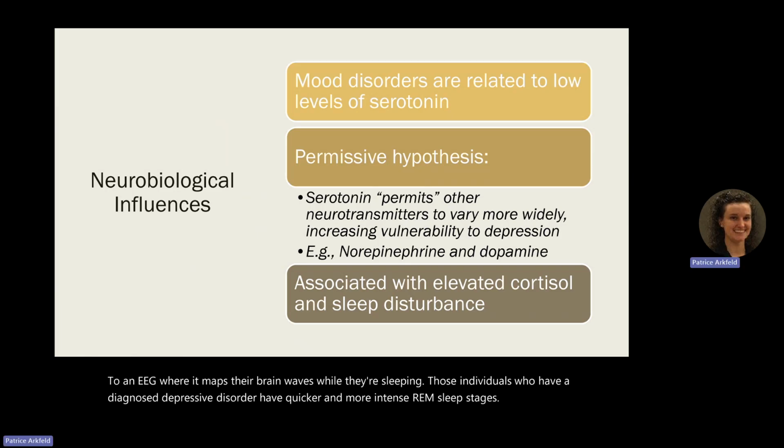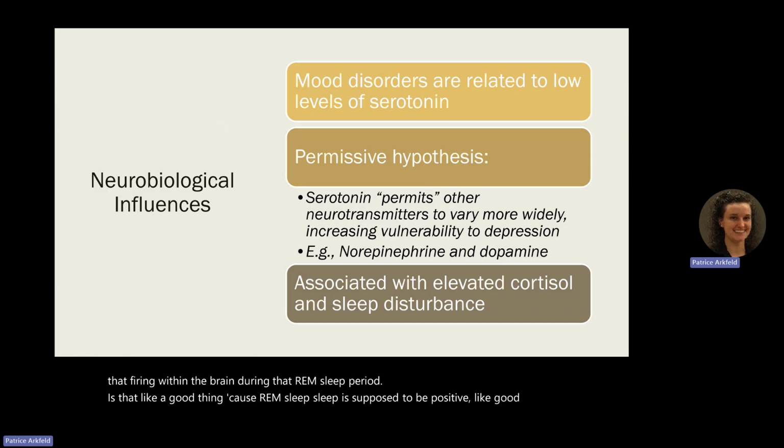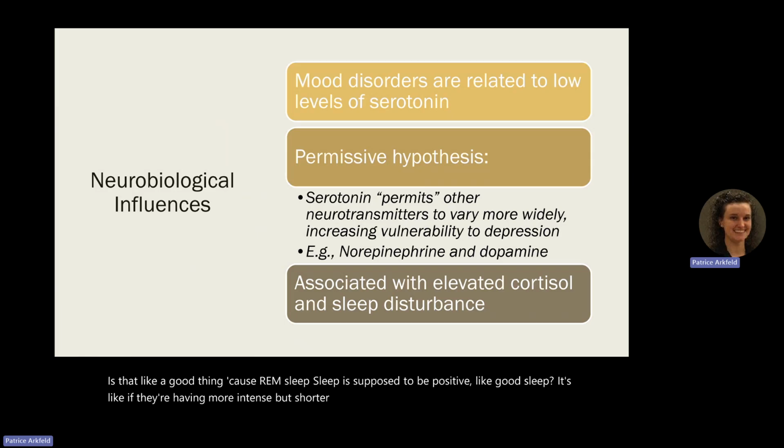So less dreaming, but the dreams that do occur are high intensity. We're seeing a lot more of that firing within the brain during that REM sleep period. Yeah. Is that like a good thing? Because REM sleep is supposed to be positive, like good sleep. If they're having more intense but shorter periods, how does that equate?